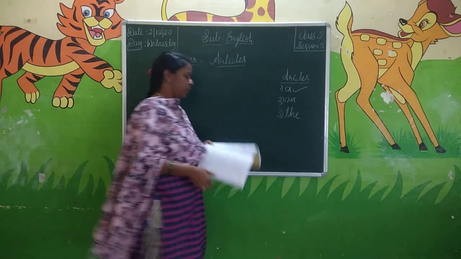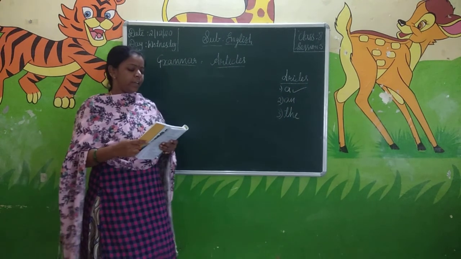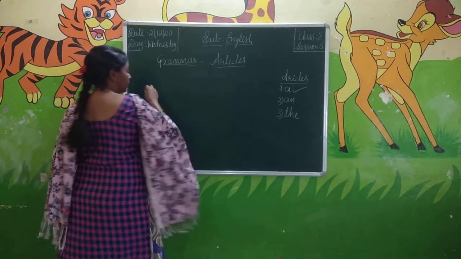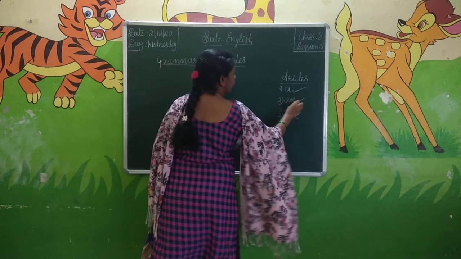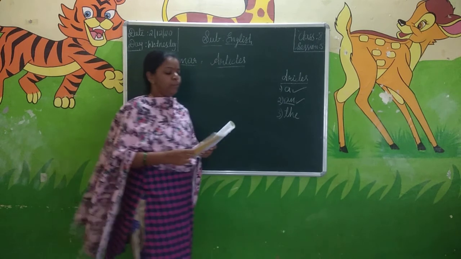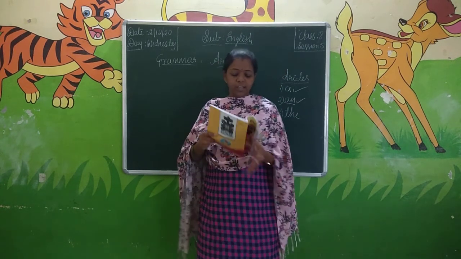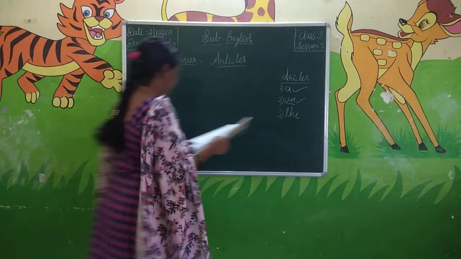First, a is over. Next, article an. Where is it used? Before a word beginning with a vowel sound, irrespective of the word beginning with a vowel letter or a consonant letter.